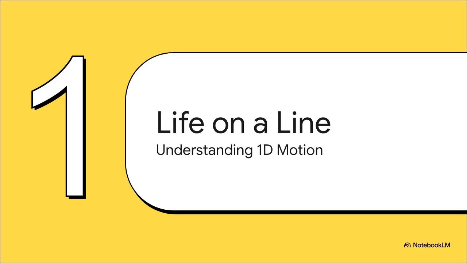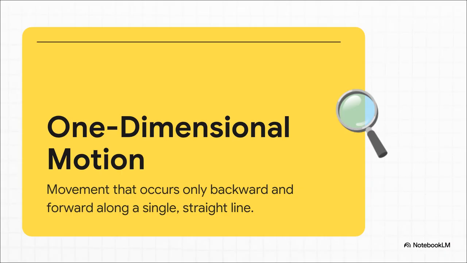Okay, so our first stop is the simplest universe possible. Imagine you're living on a single straight line. That's it. You can't go up, down, left, or right. Your only choices are forward or backward. Welcome to life in one dimension. A really good way to think about this is like a train on a perfectly straight track. It can chug forward and it can reverse backward, but it absolutely cannot turn off that track. That's the whole universe of movement in 1D.